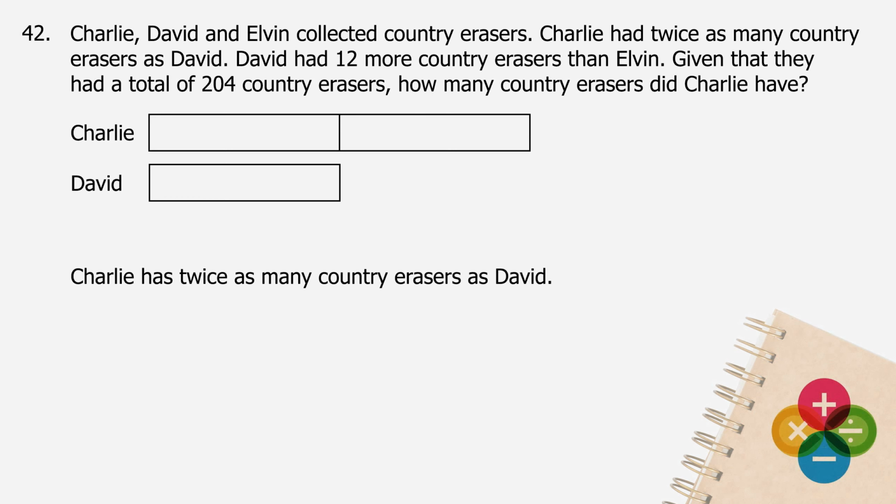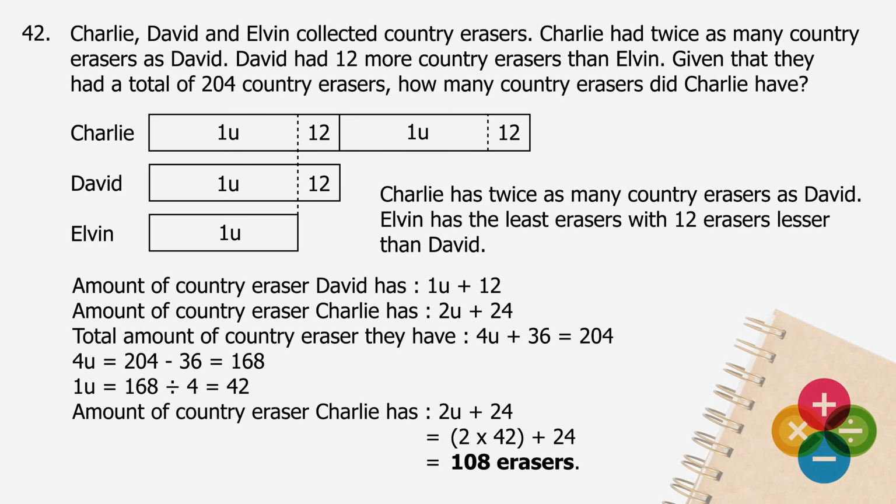Charlie has twice as many country erasers as David. Elvin has the least erasers. He has 12 erasers fewer than David. Let 1 unit be the number of erasers Elvin has. The amount of country erasers David has will be 1U plus 12. The amount Charlie has will be 2U plus 24. The total amount they have will be 4U plus 36, which is equal to 204 country erasers.